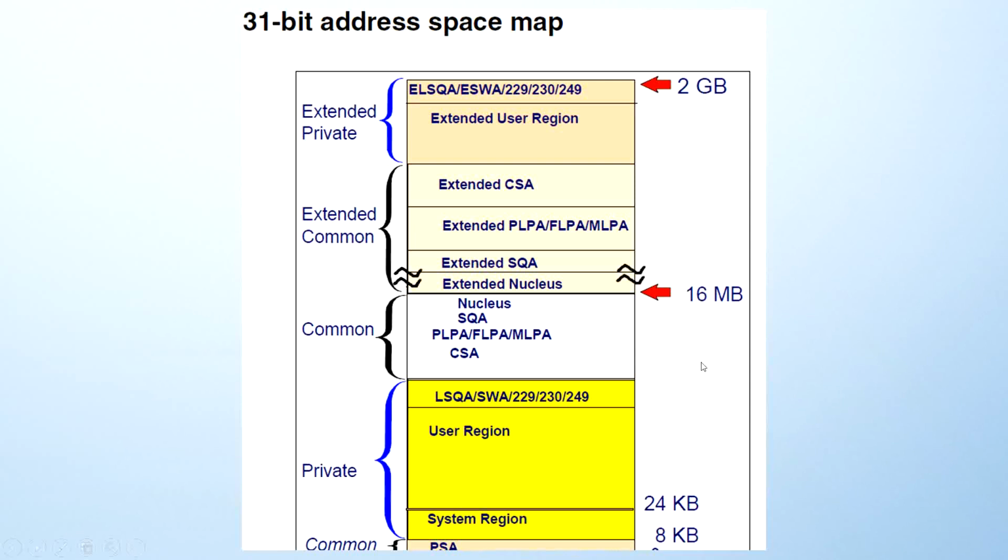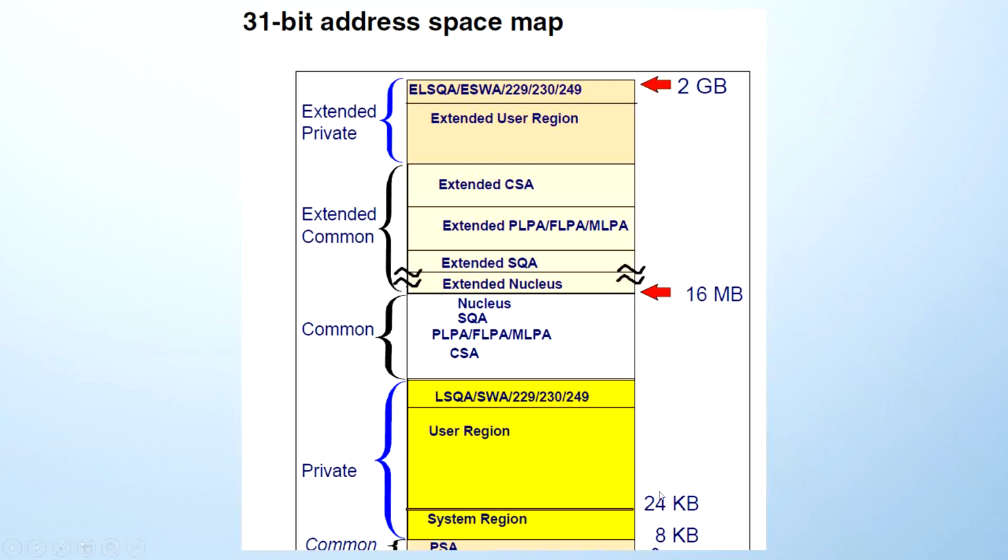Having said that, below the line you have 24-bit storage, above the line you have 31-bit, and above the bar, that is the 2 gig limit, you have 64-bit. The 16 meg limit is called the line, and the 2 gig limit is called the bar. You refer to storage above 2 gig as above the bar and storage below as below the bar. The same applies here: storage below 16 meg is below the line, and storage above 16 meg is above the line.